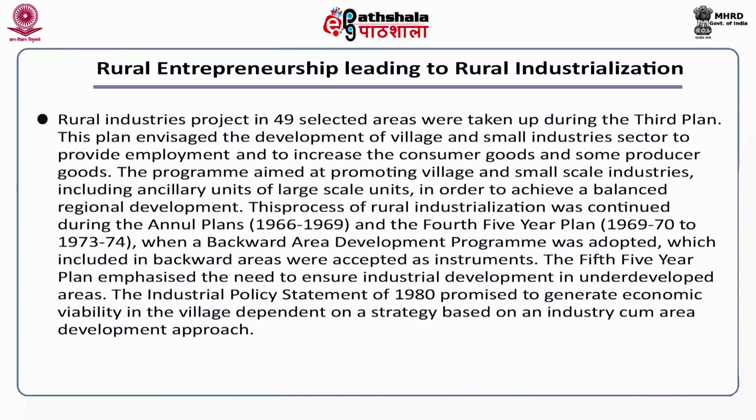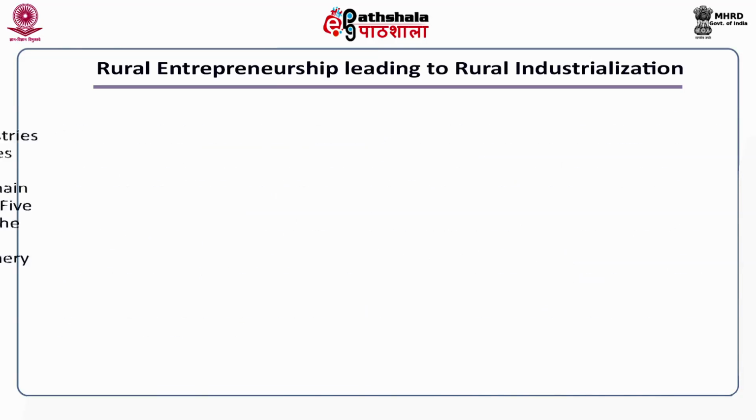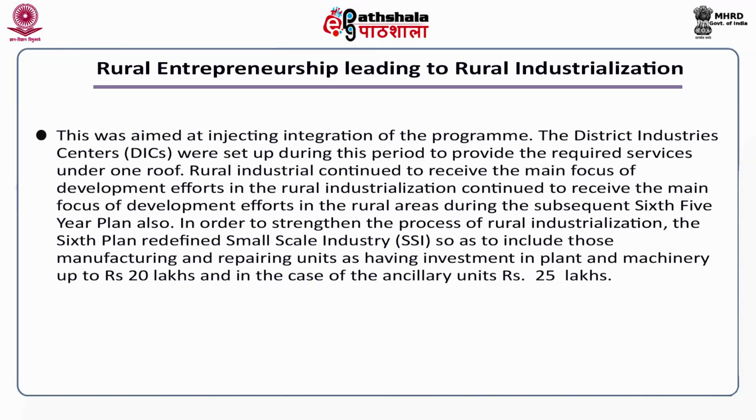The Industrial Policy Statement of 1980 promised to generate economic viability in the village, depending on a strategy based on an industry cum area development approach. This was aimed at ensuring integration of the program. The district industry centers were set up during this period to provide the required services under one roof. Rural industries continued to receive the main focus of development efforts of the government during the subsequent sixth 5-year plan also.